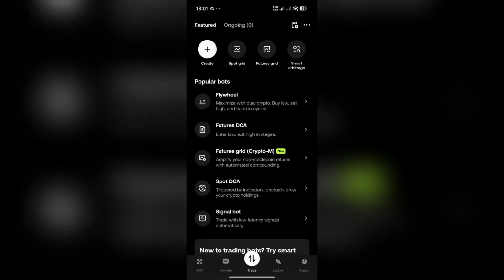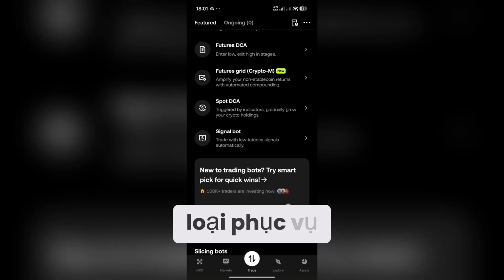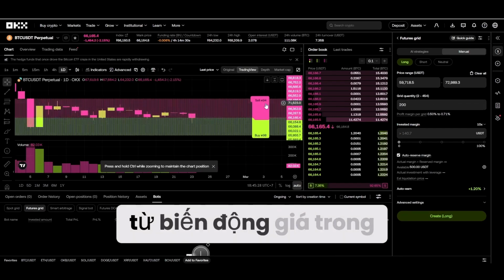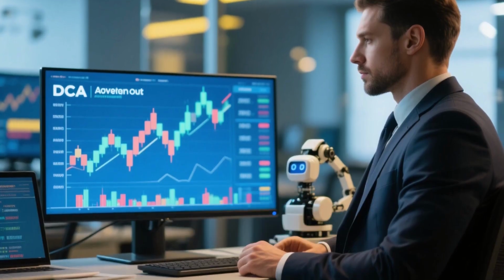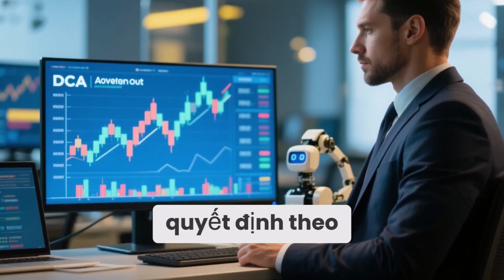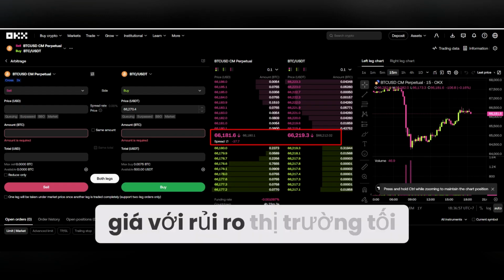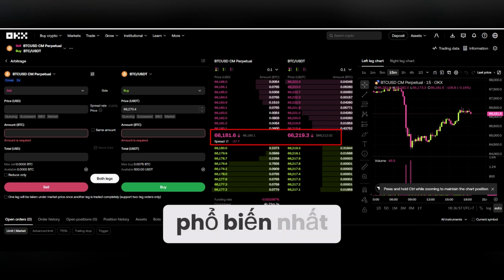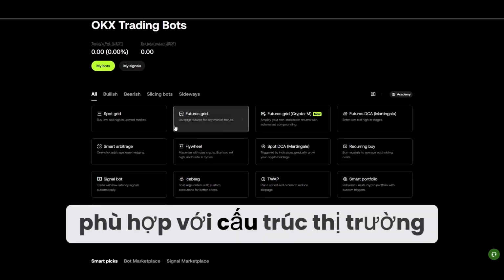Types of OKX Trading Bots. OKX offers several types of trading bots, and each one serves a very specific purpose. Grid bots aim to profit from price fluctuations within a defined range. DCA bots are designed to average entries and reduce emotional decision-making. Arbitrage bots attempt to profit from price differences with minimal market exposure. The key is not choosing the most popular bot. The key is choosing the bot that matches the current market structure.